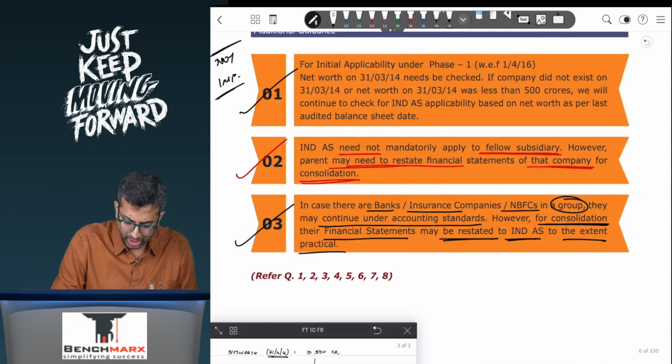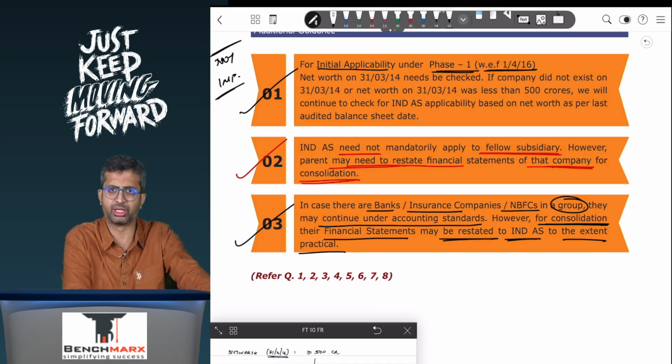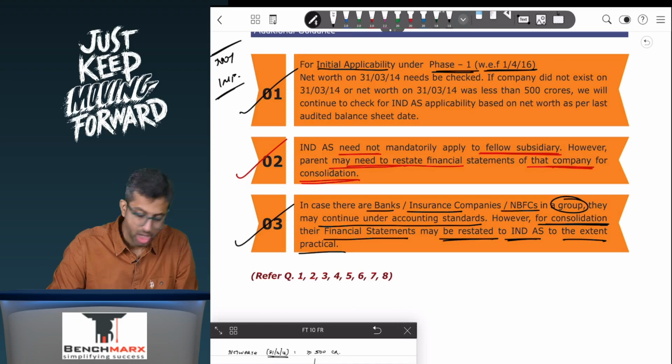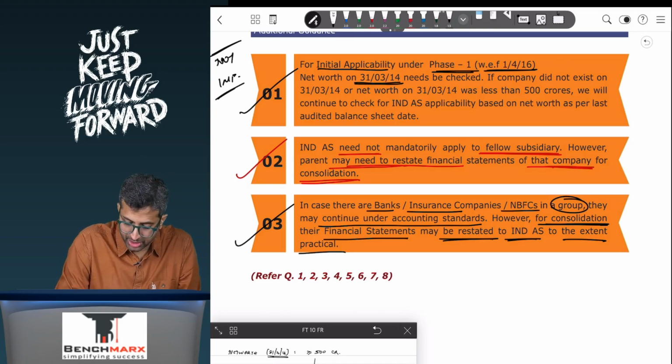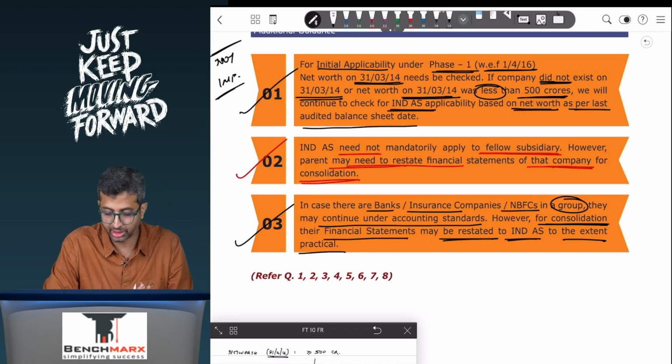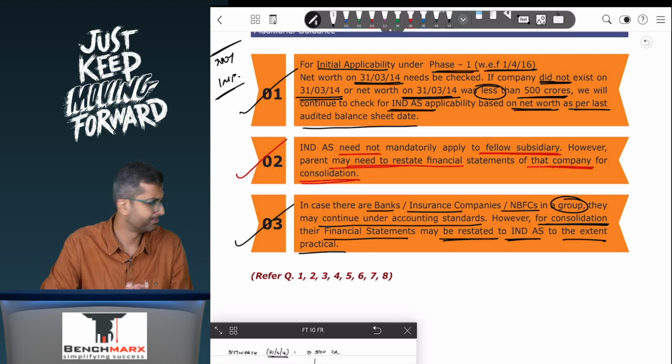Okay. So point 1, for initial applicability under phase 1, this is only for initial applicability under phase 1. Net worth on 31st March 14 needs to be checked if the company did not exist on 31st March 14 or the net worth on 31st March 14 was less than 500 crores. We will continue to check for Ind AS applicability based on the net worth as per the last audited balance sheet date. Are we clear with this?